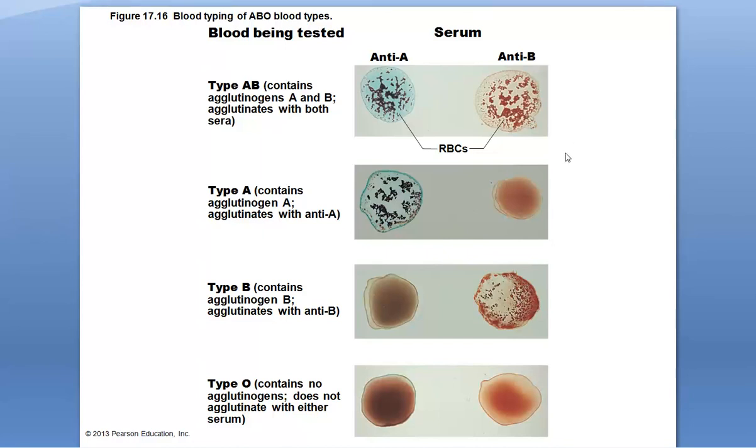So the best way to interpret these is to look and see, yes, there is agglutination, and yes, there is agglutination here. So that person has A's and they have B's on their blood cells.